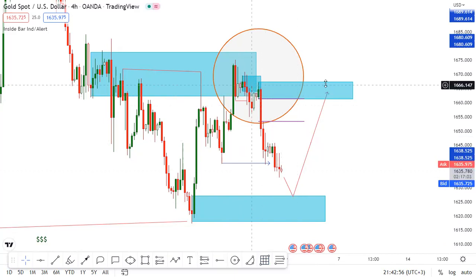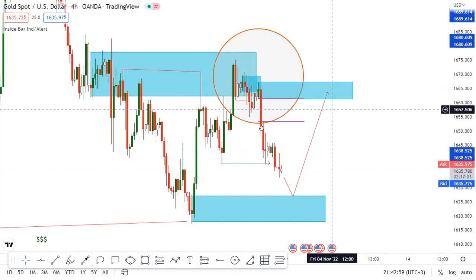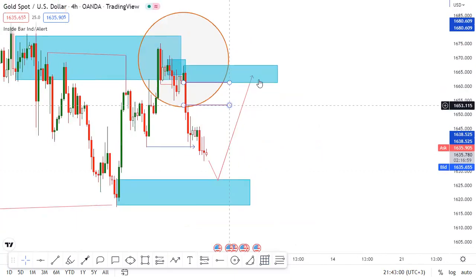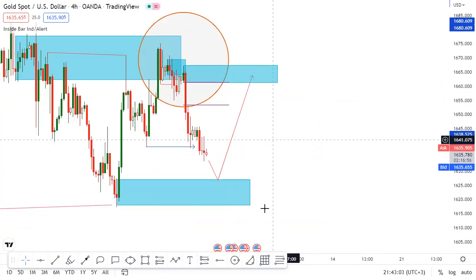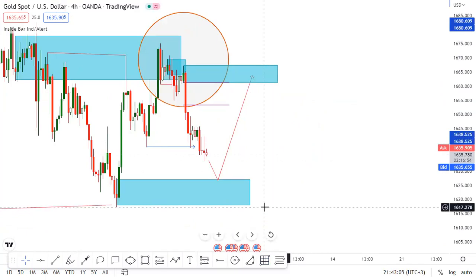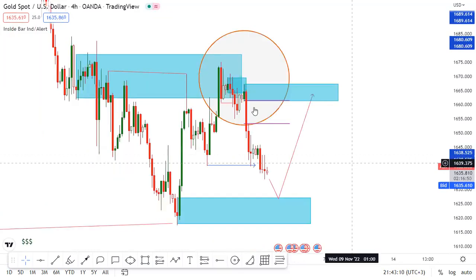Now we can draw this as our bearish order block, waiting for the market to touch here, and then we can continue selling. Understand? That's how we can analyze in 4 hours.